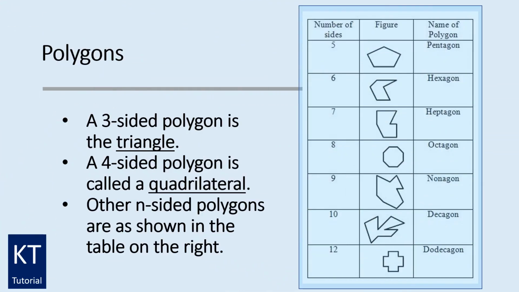Let me now move to polygons. We should be familiar that a three-sided polygon is a triangle, and you may have yet to hear that a four-sided polygon is called a quadrilateral. As the number of sides increases, the list of names for the various polygons are shown in the table on the right.